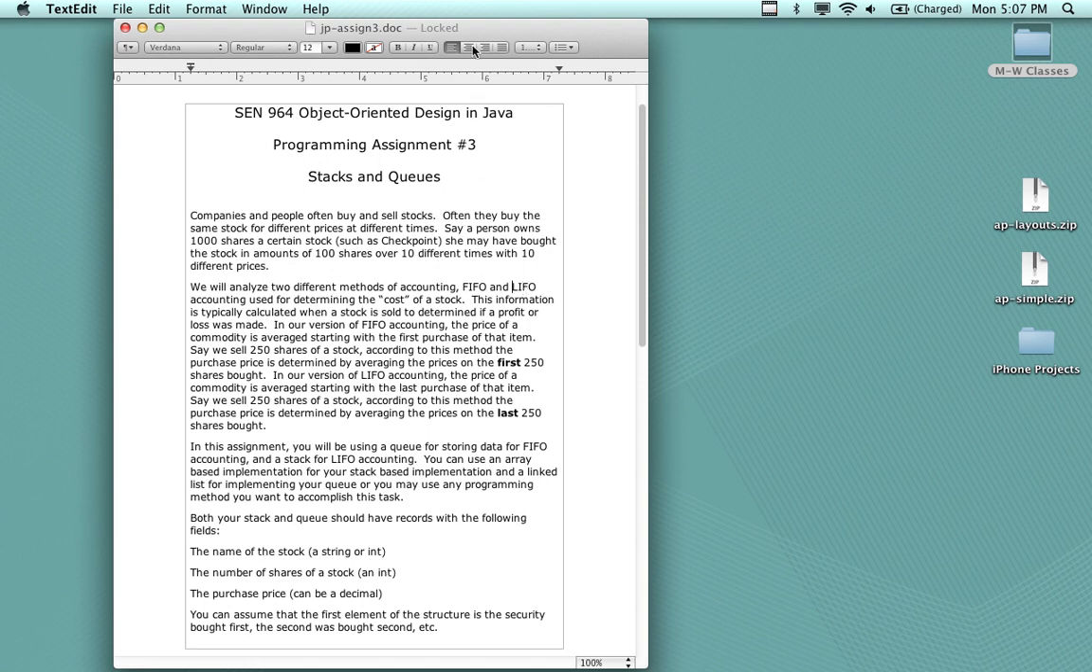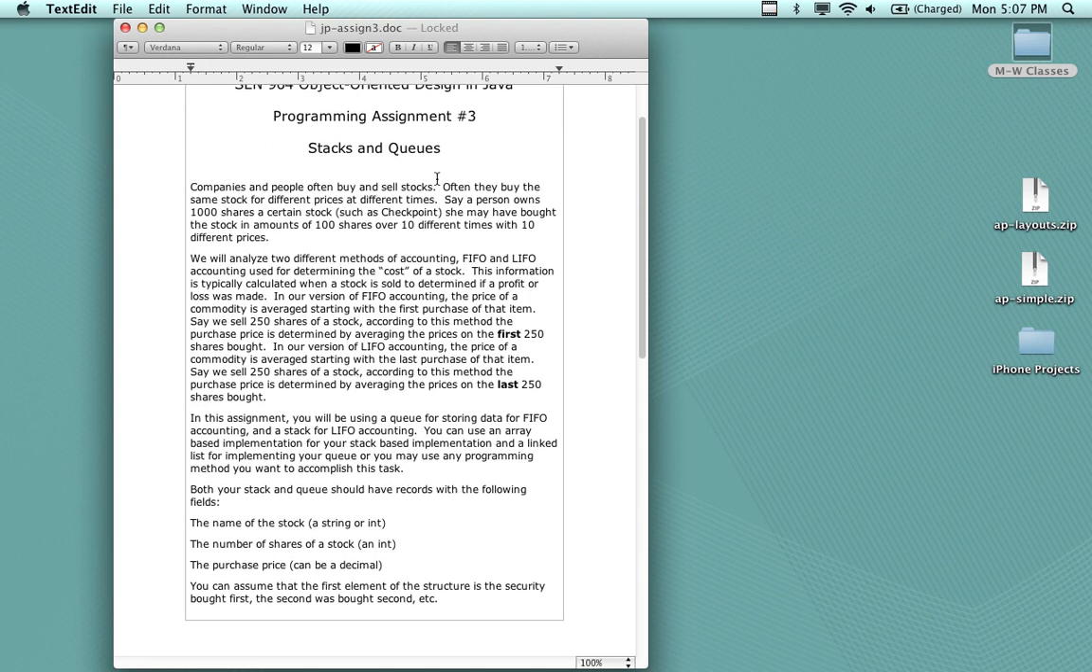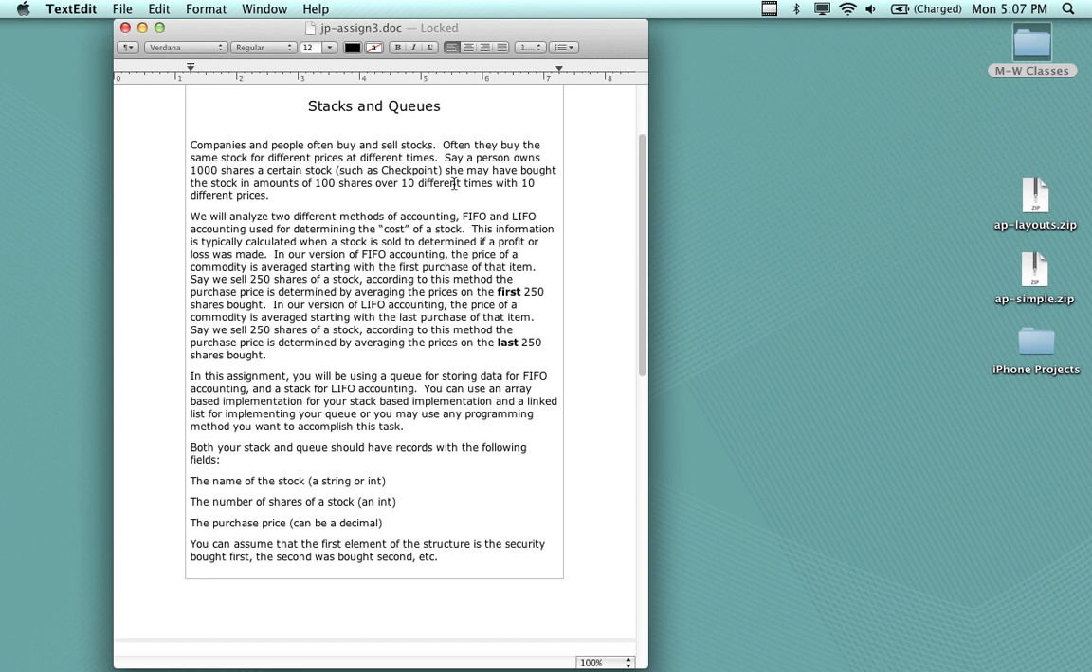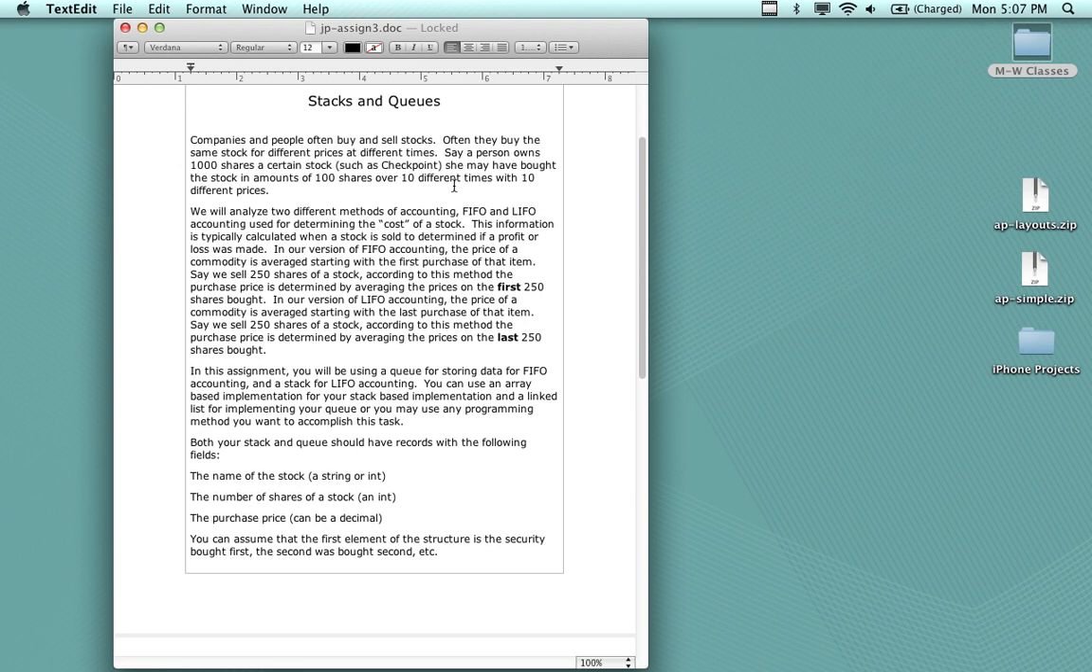So this particular assignment, what we're looking at is a company and people who buy and sell stocks. You don't have to know anything about stocks. So often they buy the same stock for different prices. So say a person owns 1,000 shares of a certain stock, such as Checkpoint, which is the name of a stock. You can just put in Facebook or something if you want. And when did you buy the Facebook stock? Did you get it the first day, the second day, the third day? Because they're all 3 different prices.